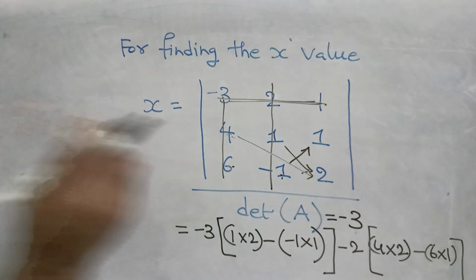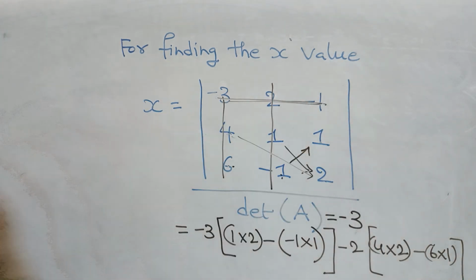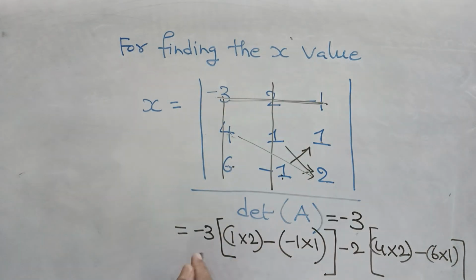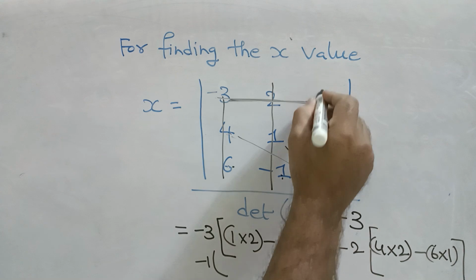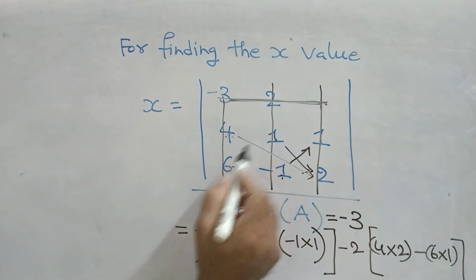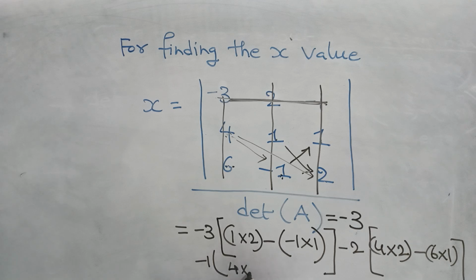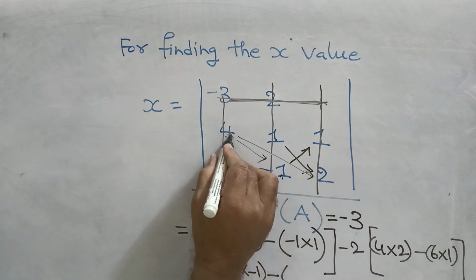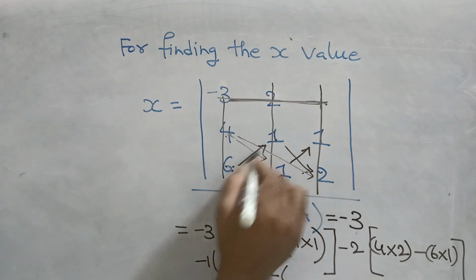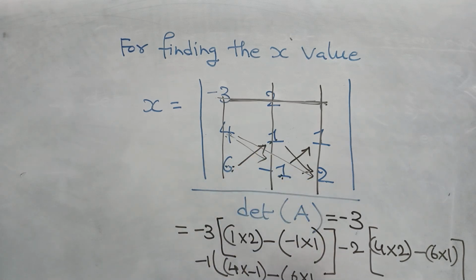6 into 1. Then what is the next one? It is minus 1. Therefore, this is minus 1 into. So remove that row and column. Then 4 1 6 minus 1. Therefore, 4 into minus 1, minus 4 into minus 1, minus 6 into 1. I think you are getting what I feel.